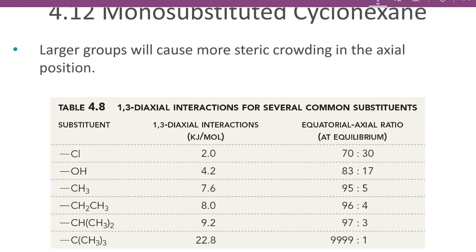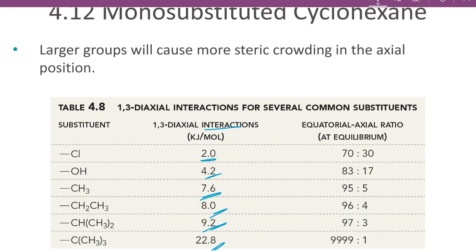So larger groups are going to cause more steric crowding in the axial position. If a hydrogen is given a 1,3-diaxial interaction of 1 kilojoule per mole, chlorine is going to be 2, OH is 4.2, methyl is 7.6, ethyl is 8, and so forth. Okay, and then this is isopropyl, and this t-butyl is 22.8.